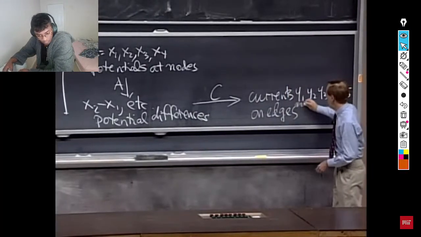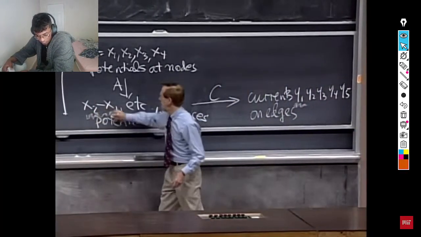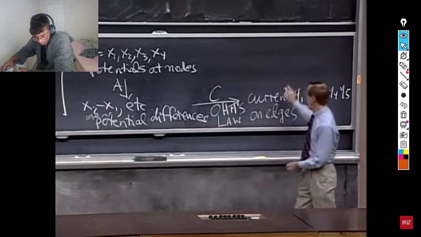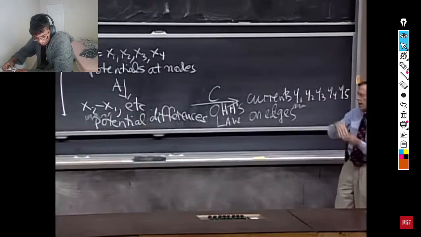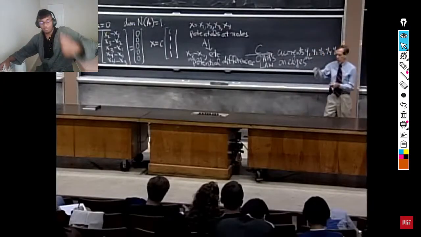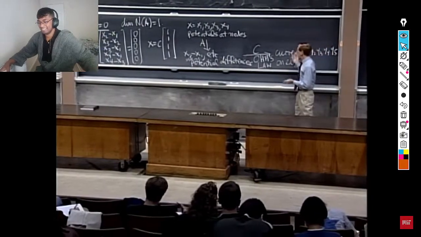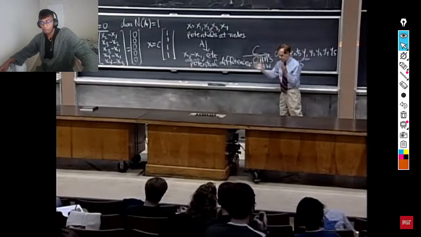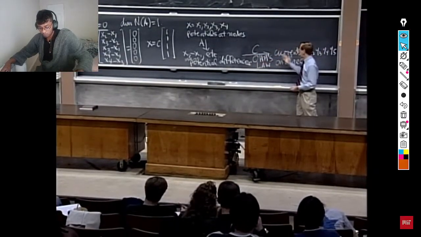Those are currents on the edges. And this relation between current and potential difference is Ohm's law. Ohm's law says that the current on an edge is some number times the potential drop. And that number is the conductance, 1 over the resistance. This is the relation of current, resistance, and change in potential. So it's a change in potential that makes some current happen.